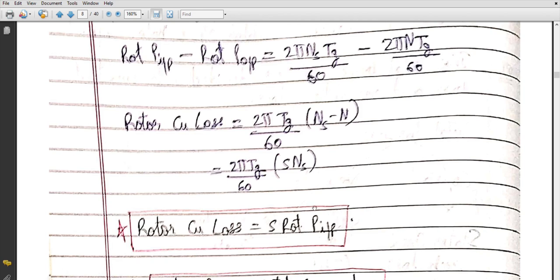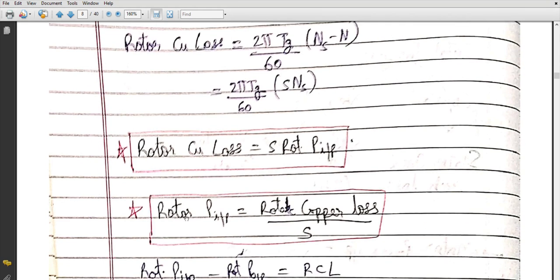And this rotor power input, we denote it by PAG, air gap power, as we have already discussed in the previous video lecture. This is air gap power, PAG. So copper loss in the rotor is equal to slip times air gap power. Rotor power input and air gap power are one and the same thing, because air gap power is equal to rotor power input. So rotor copper loss is equal to slip times rotor power input. Now again we can find rotor power input is equal to rotor copper loss divided by slip. You can just manipulate things.